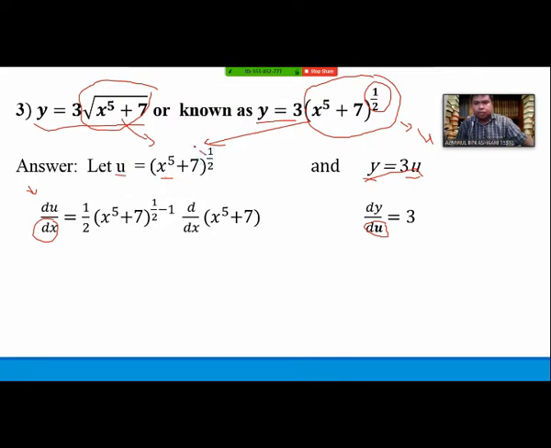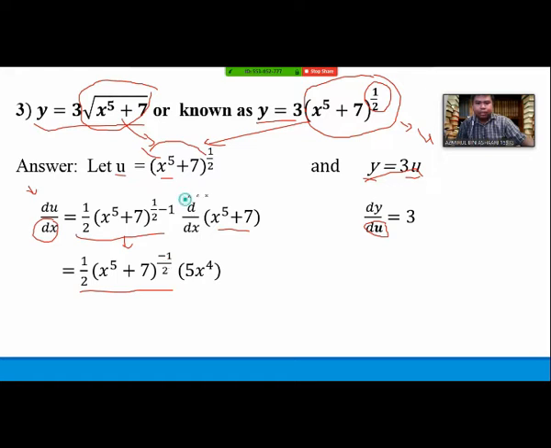So I will move this one to the front, which is half, and I copy again, x power of 5 plus 7, and then power of half minus 1, and differentiate d per dx for x power of 5 plus 7. And then you can see that this one will become this one, which is half, open bracket, x power 5 plus 7 power of negative half.